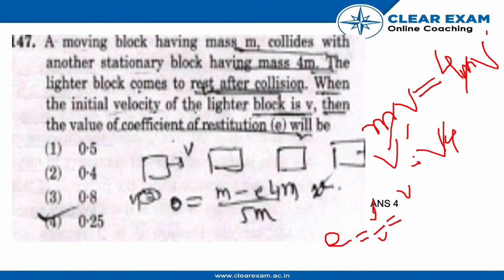So v by 4 upon v, which gives us the solution 0.25. Okay, thank you.